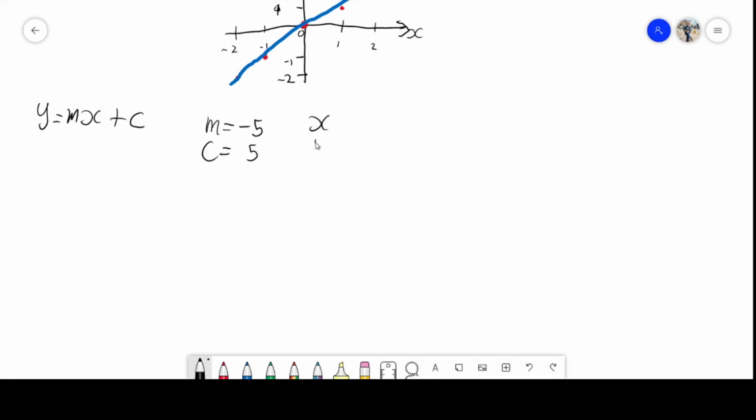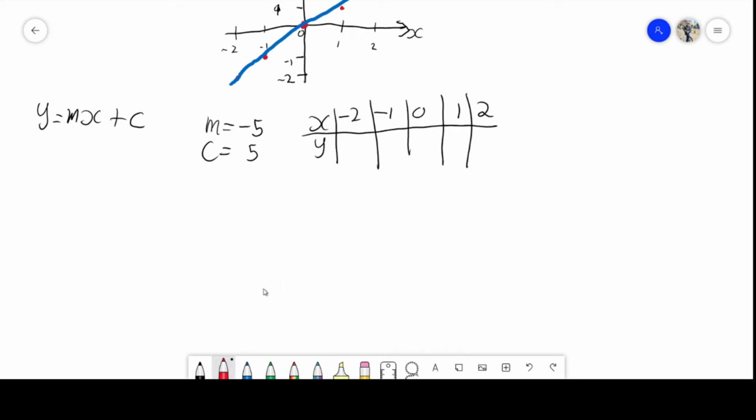So we have x, y, and let's go with the same range we had with x again, so minus 2, minus 1, 0, 1, and 2. Amazing. Now, this is going to be a little bit more involved, so again, let's be careful here. So y when x is minus 2 is going to be equal to minus 5 times by minus 2 plus 5.